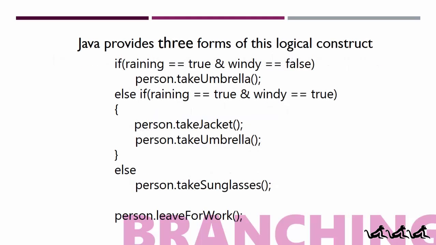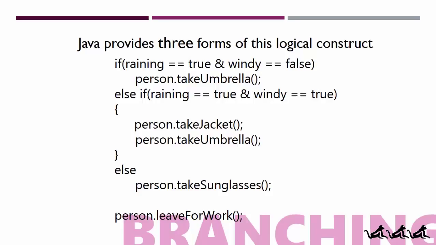There is one further form of the if-else construct, and that's the if-else-if. What this allows us to do is build some complexity into our evaluation. So if raining equals true and windy equals false, then we execute the take umbrella method. Else if, so if one of those two conditions doesn't work out, then we drop down and we check again. If raining and windy are both true, then we take a jacket and take an umbrella.